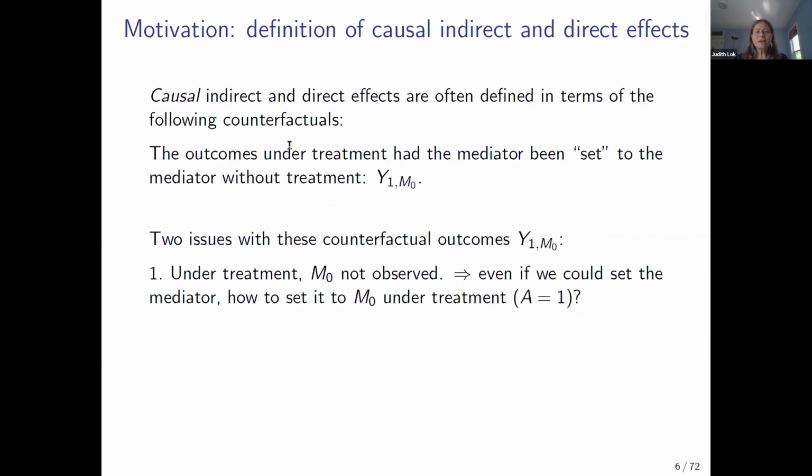Causal indirect and direct effects are often defined in terms of the following counterfactuals. The outcome under treatment had the mediator been set to the mediator without treatment. So these are typically denoted by Y1, M0. There's a subscript 1 here for saying that it is the outcome under treatment. And there is an M0 subscript here because the mediator in this case had been set to the mediator without treatment, and that is M0. So it's the outcome under treatment with the mediator set to its value without treatment.